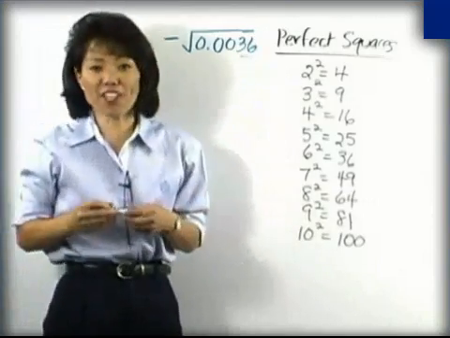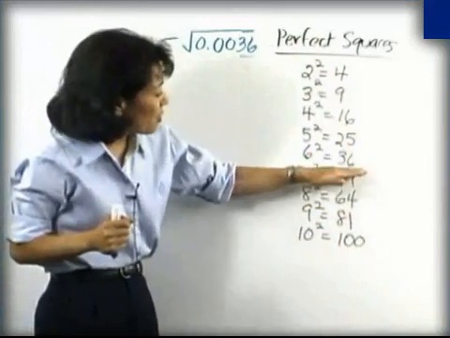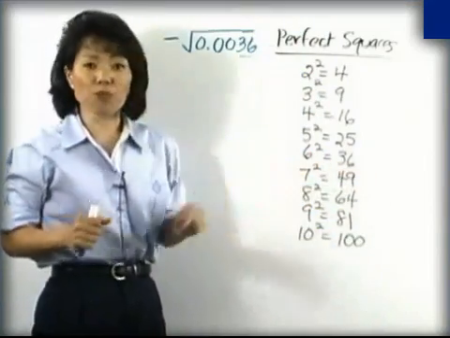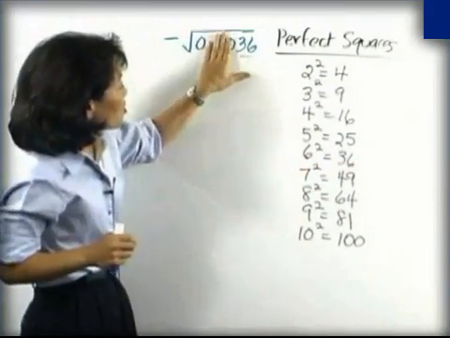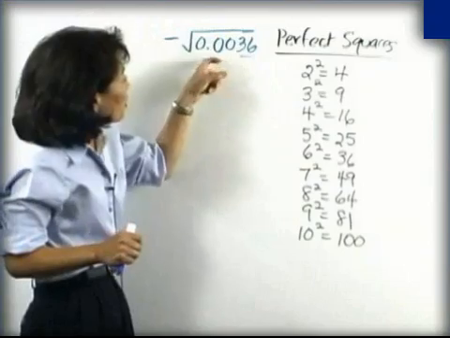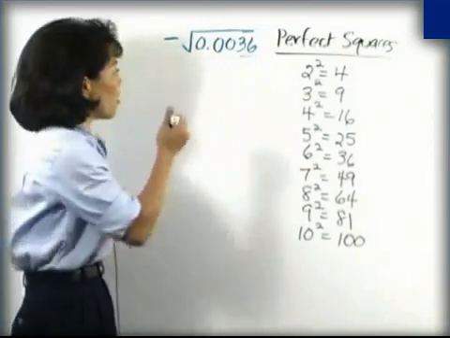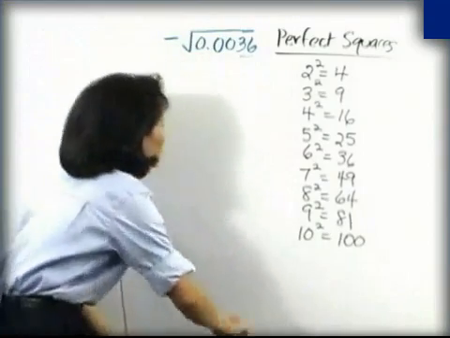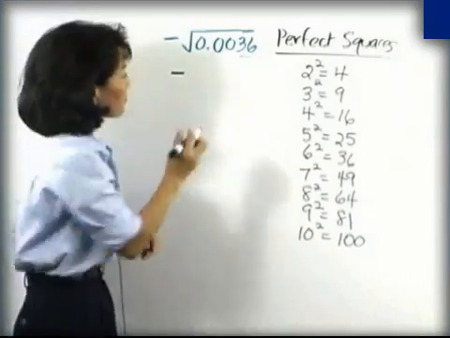We see there we have the number 36. Looking at our list of perfect squares, we see that 36 is 6 squared, or 6 times 6. So we know that if it was just the square root of 36, our answer would be 6. But the only difference is we have 0.0036. So still, when we simplify, now don't forget, this minus sign just comes right down.